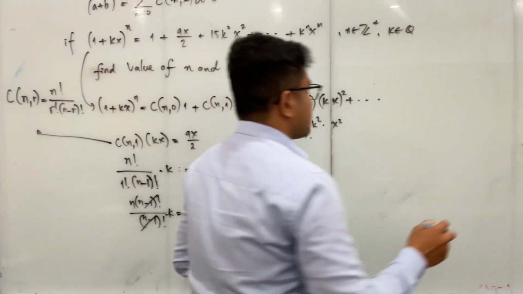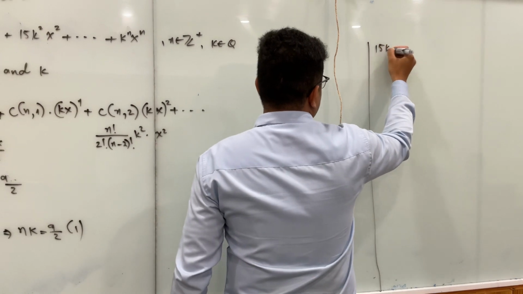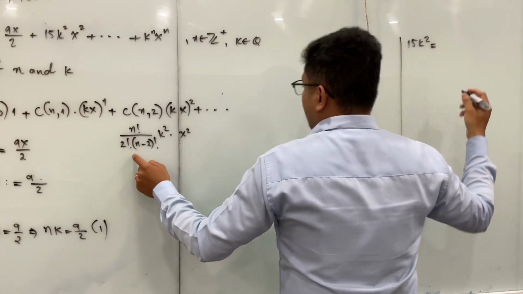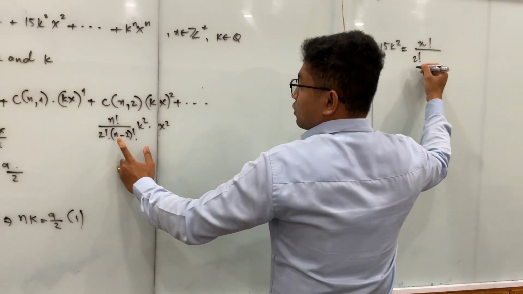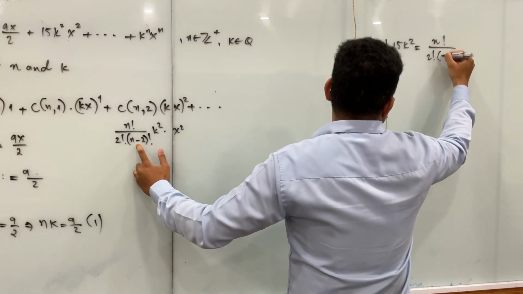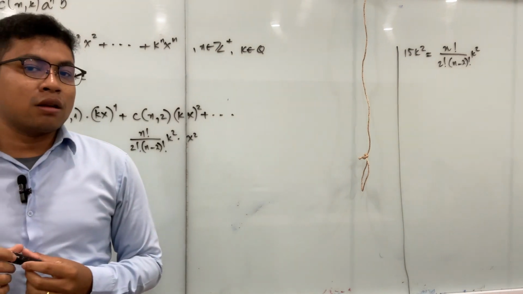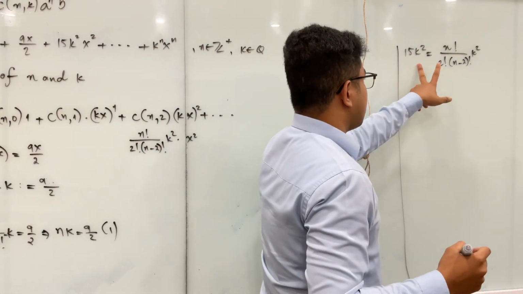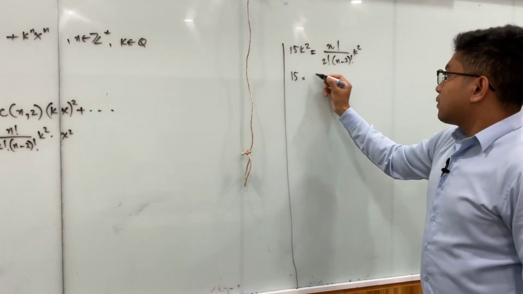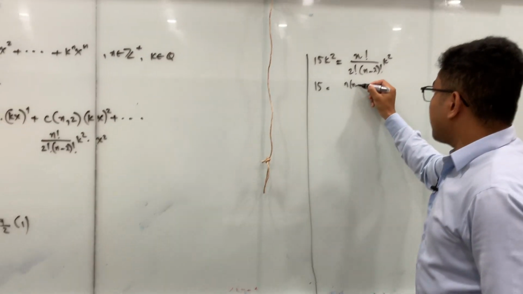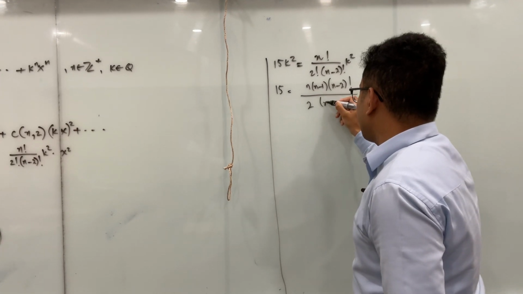So our next step is what? Here we can consider 15k² equal to n factorial over 2 and (n minus 2) factorial times k². Since both sides contain k², we can simplify k² from this side and also from this side. So then we can say 15 equals n times (n minus 1) times (n minus 2) factorial over 2 times (n minus 2) factorial.